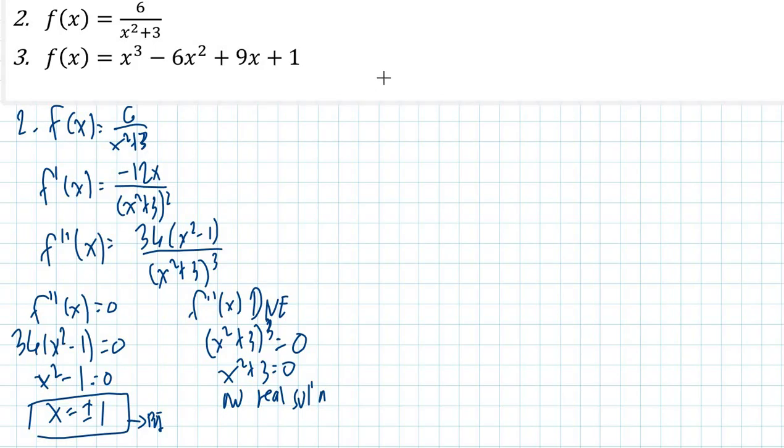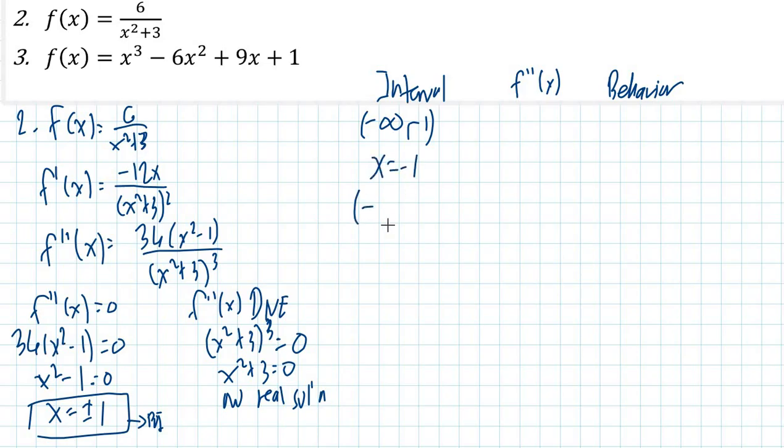So let's now create our table. We have our interval, second derivative, then the behavior. So we have from negative infinity to negative 1, x equals negative 1, from negative 1 to 1, x equals 1, and from 1 to positive infinity. So the second derivative is already 0 at the critical points.